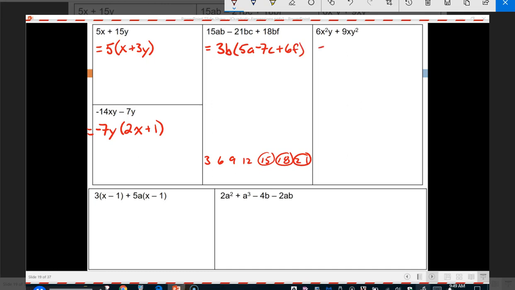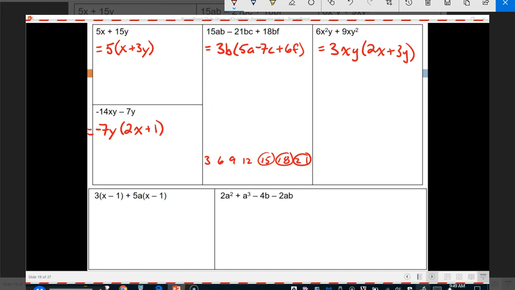Okay, next one. Is there a number that divides into both 6 and 9? Yes, 3 does. Is there a common letter? Yeah, x. What about y? Yeah, there's y's in both of them. Now, 3xy times what gives me 6x squared y? Well, that's 2x. 3xy times what gives me 9xy squared? Well, that's positive 3y. And that's factorized.